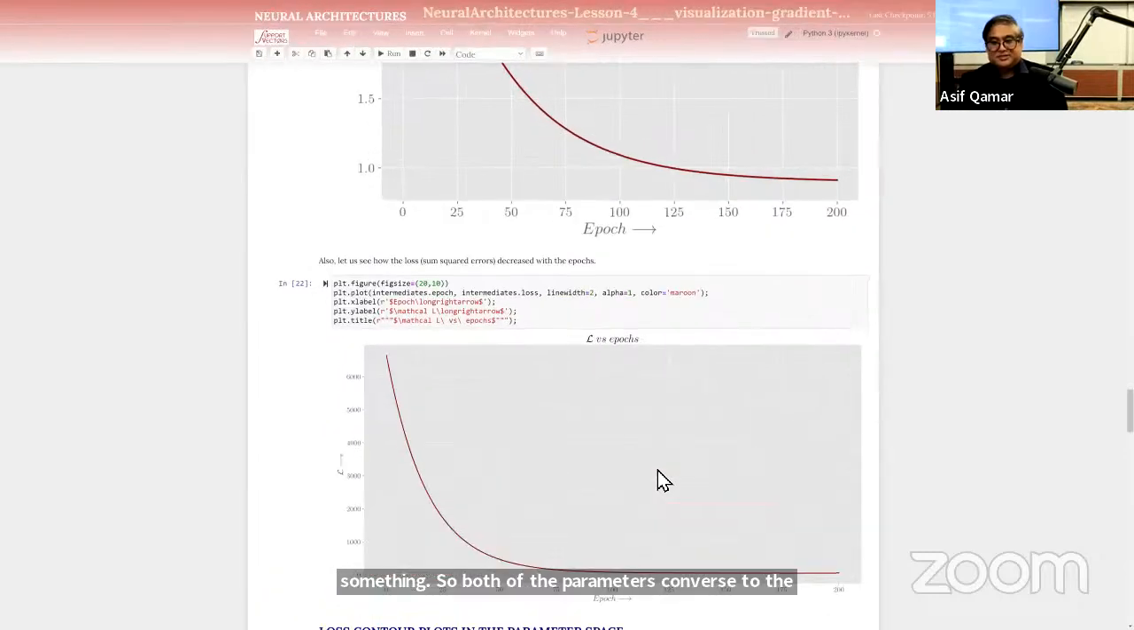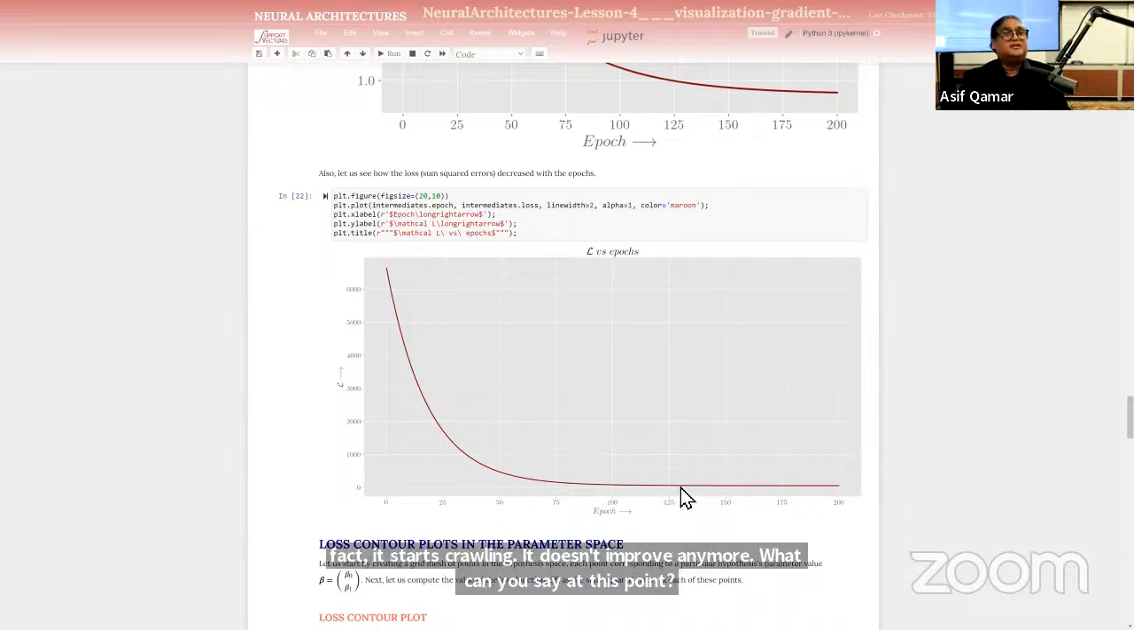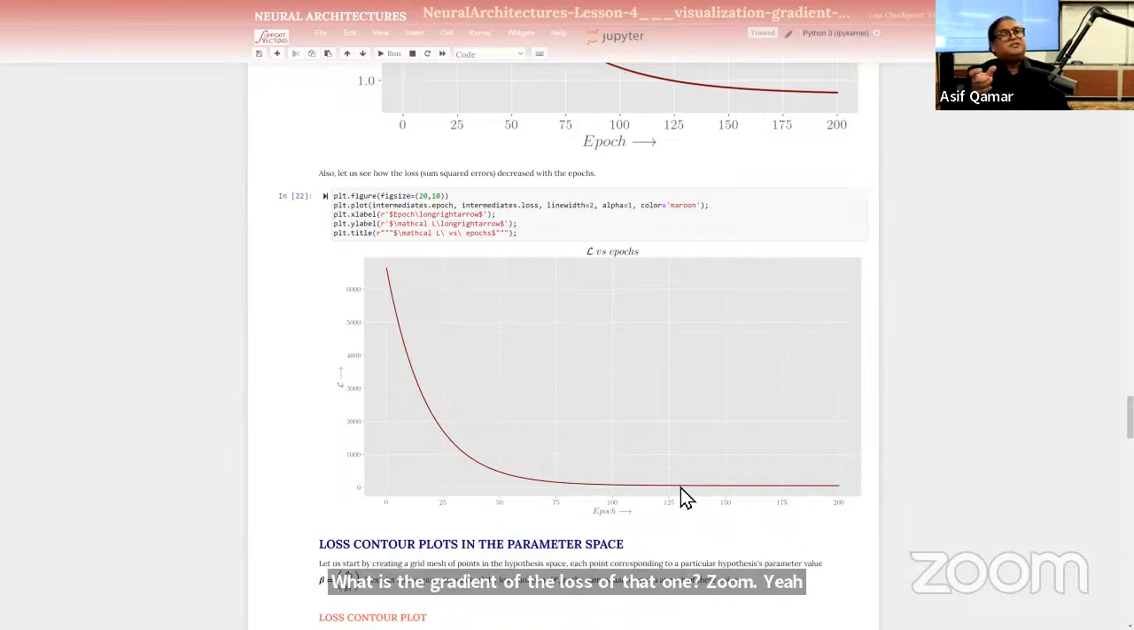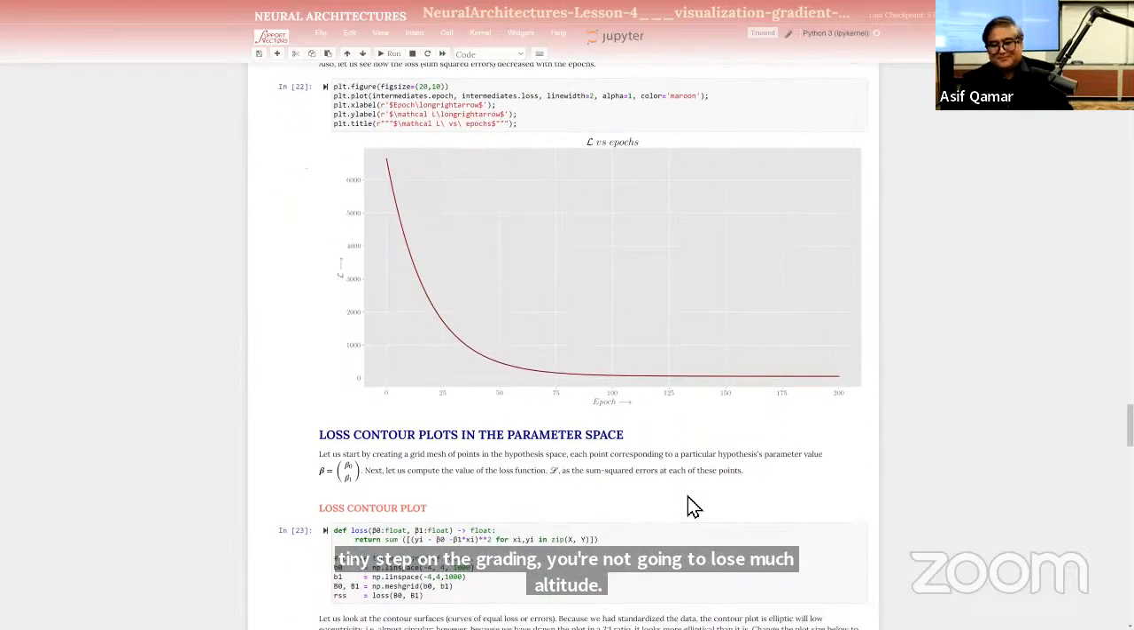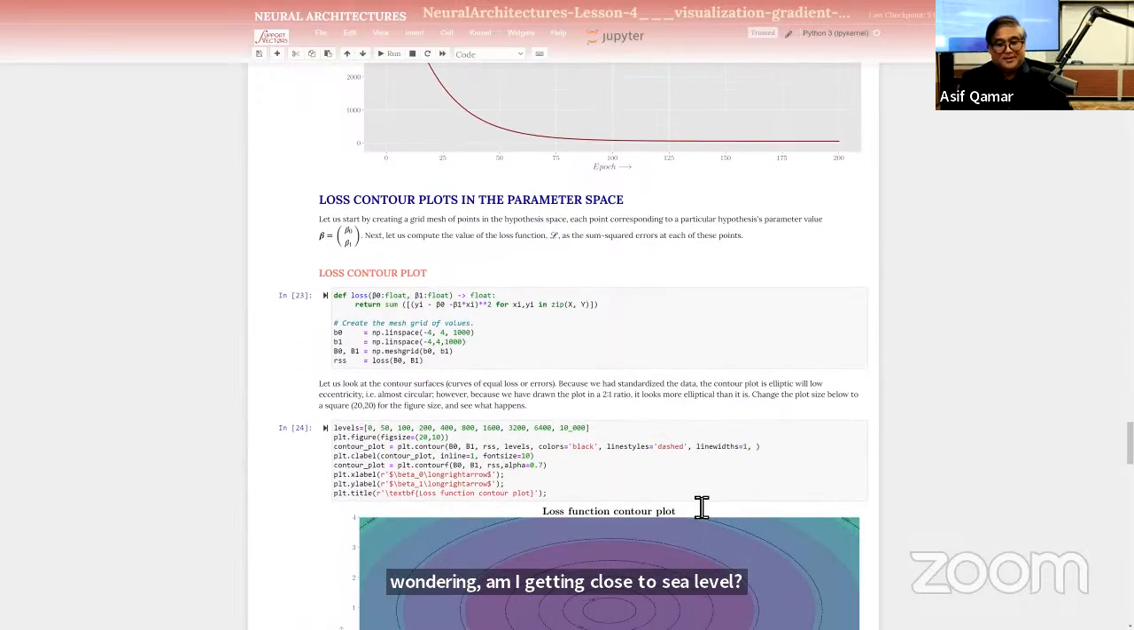And if you look at the loss function, beautifully, you see the loss function for every epoch. Rapidly, it learns in the beginning, and after that, it completely slows down. In fact, it starts crawling. It doesn't improve anymore. What can you say at this point? What is the gradient of the loss at that point? 0. Yeah, 0, very close to 0. So when the gradient itself is small, and you take a tiny step on the gradient, you're not going to lose much altitude, isn't it? It's like walking around in Yosemite and wondering, am I getting close to sea level? No. Right? So that's that.